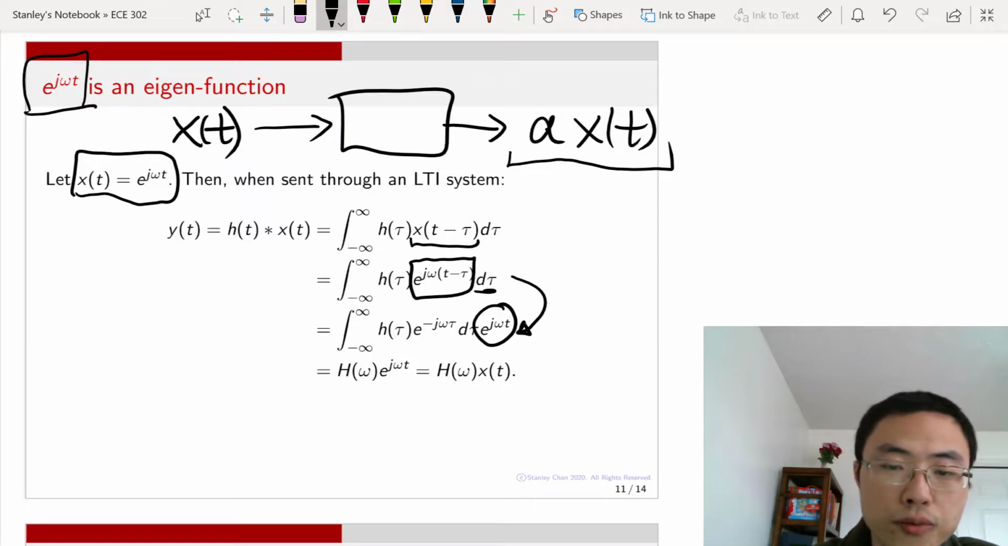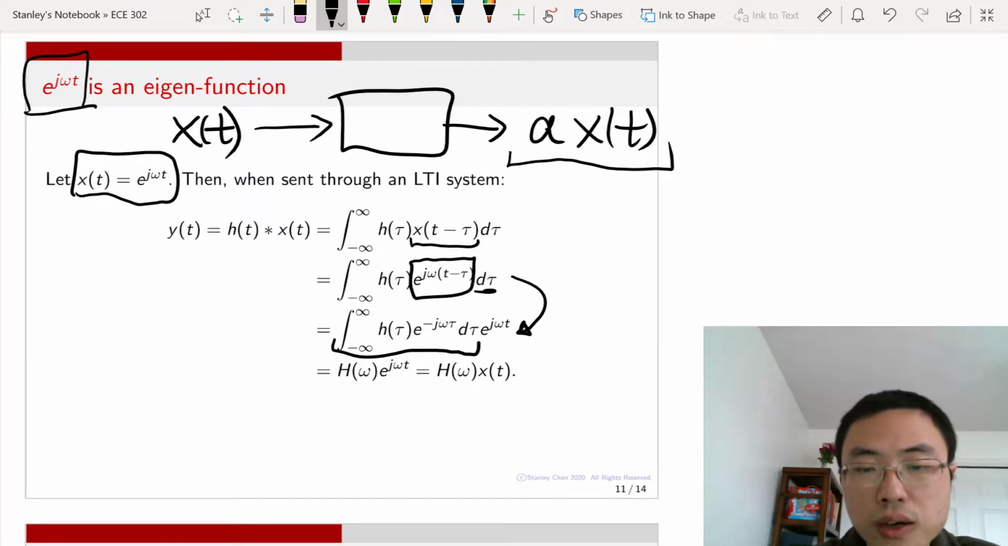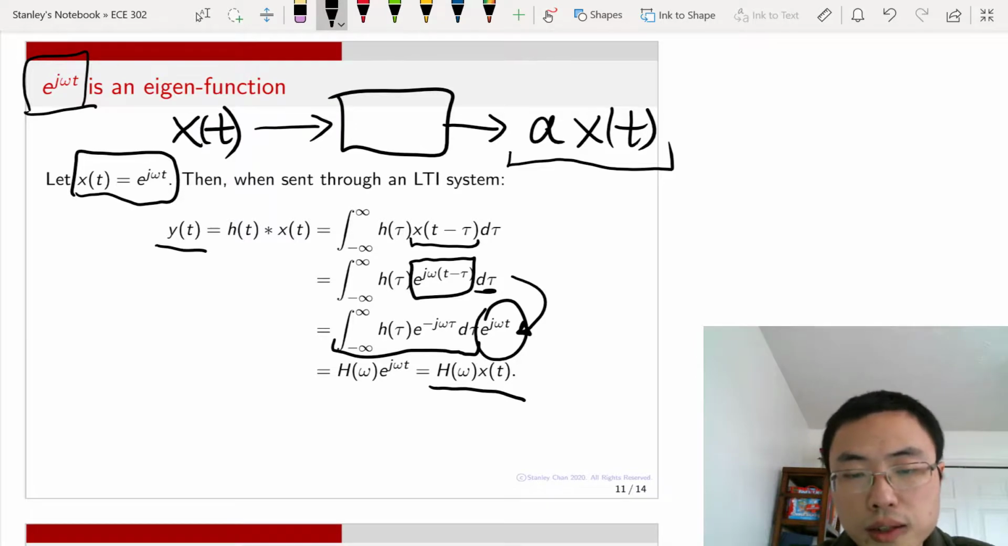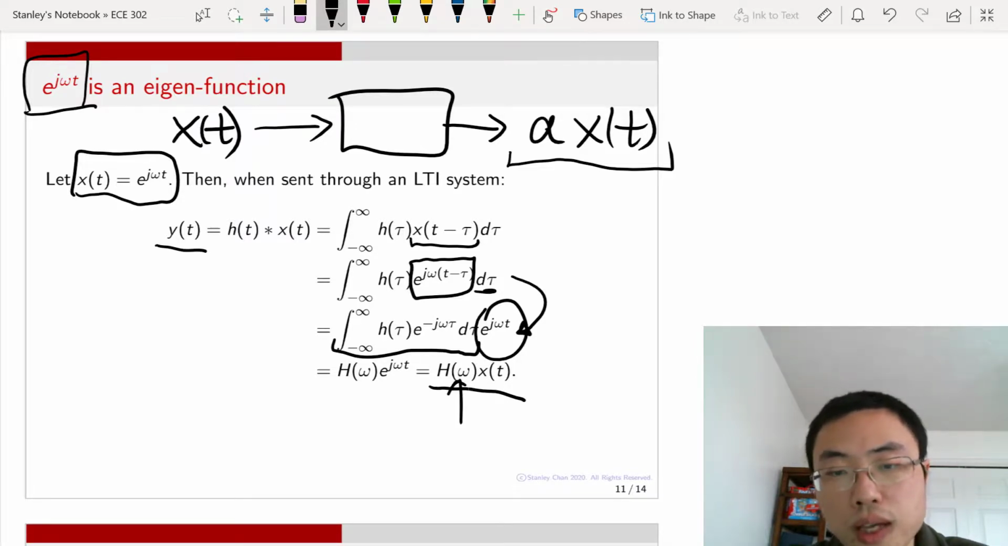And therefore you have what? You have this integration of h(τ) dτ times this e^{jωt}, and this is precisely the Fourier transform of your h. And therefore you can show that your y of t is equal to something that doesn't change over time times the original function x of t.